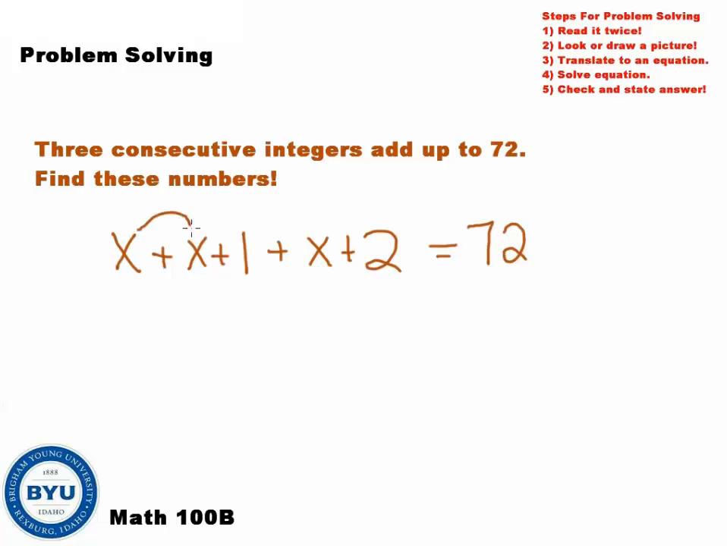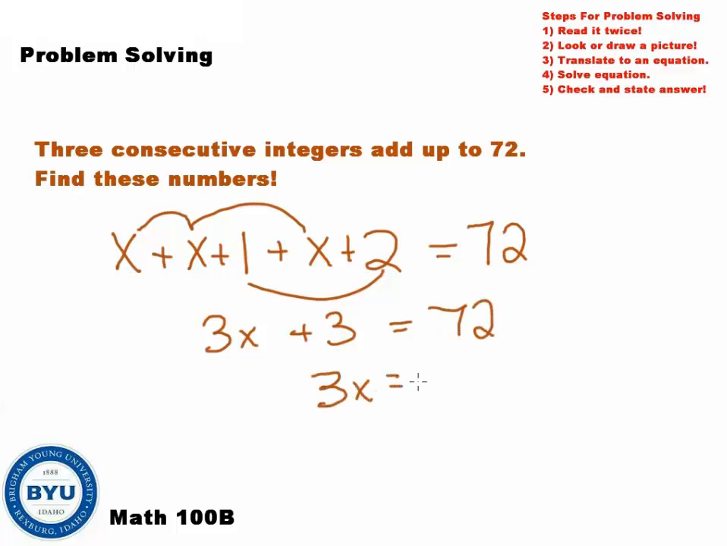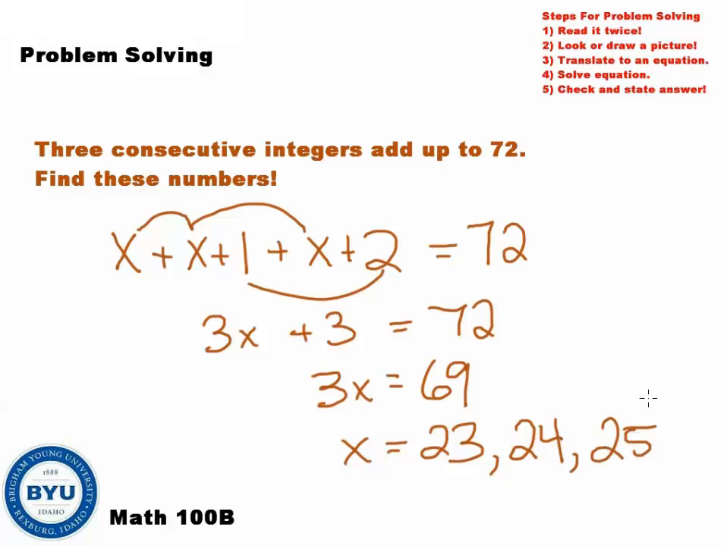All we'd have to do is combine the like terms, 3x plus 3 equals 72. We subtract the 3. We get 69. So x equals 23. So that's the first number. 23 is the first number. The next consecutive integer after that would be 24. And the next one after that is 25. So these are our three consecutive integers.